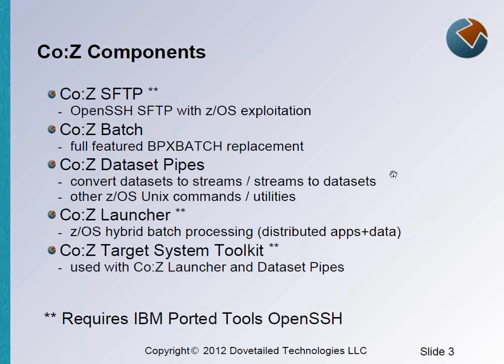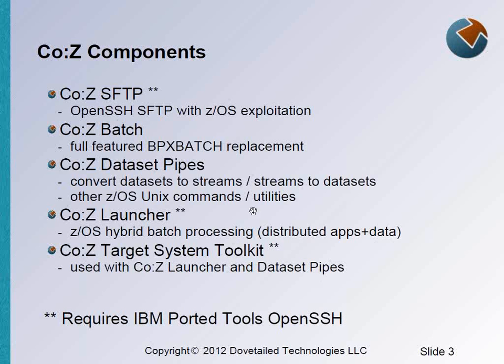These are the components in the toolkit. I'm not going to go into much detail today because we have an awful lot to get to in an hour. What I will say is that Cozy SFTP, which is the most popular one, is our port of the SFTP components of OpenSSH, where we've added a lot of z/OS exploitation: z/OS datasets, spool files, catalogs, GDGs, directories and dynamic allocation, all that kind of stuff. Nearly all of these products, as you can see from the double asterisks, rely on IBM Ported Tools for z/OS OpenSSH.